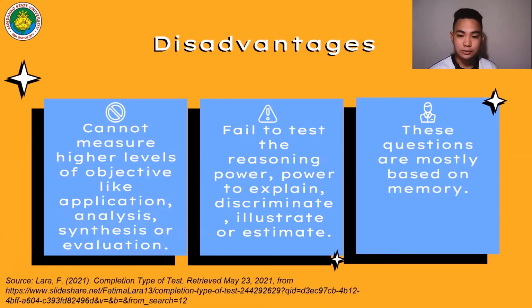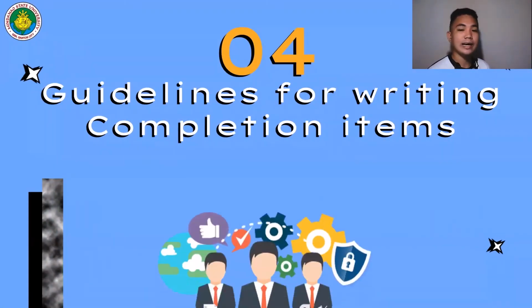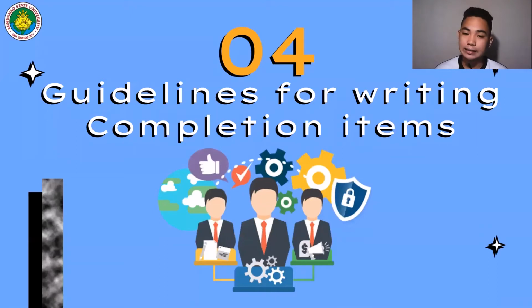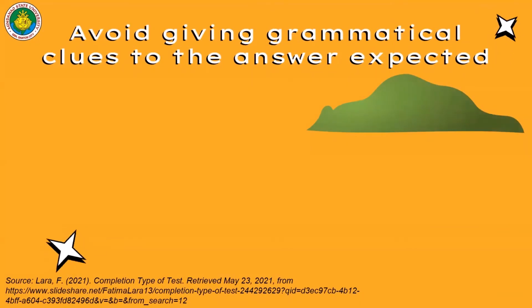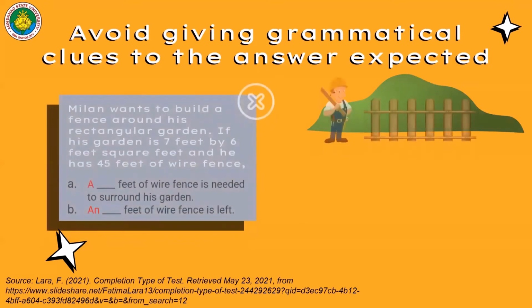All right, so let's proceed with the guidelines for writing completion items. All right, so these guidelines will help you make your own completion test. So the first guideline is to avoid giving grammatical clues to the answer expected. So here we have an example.